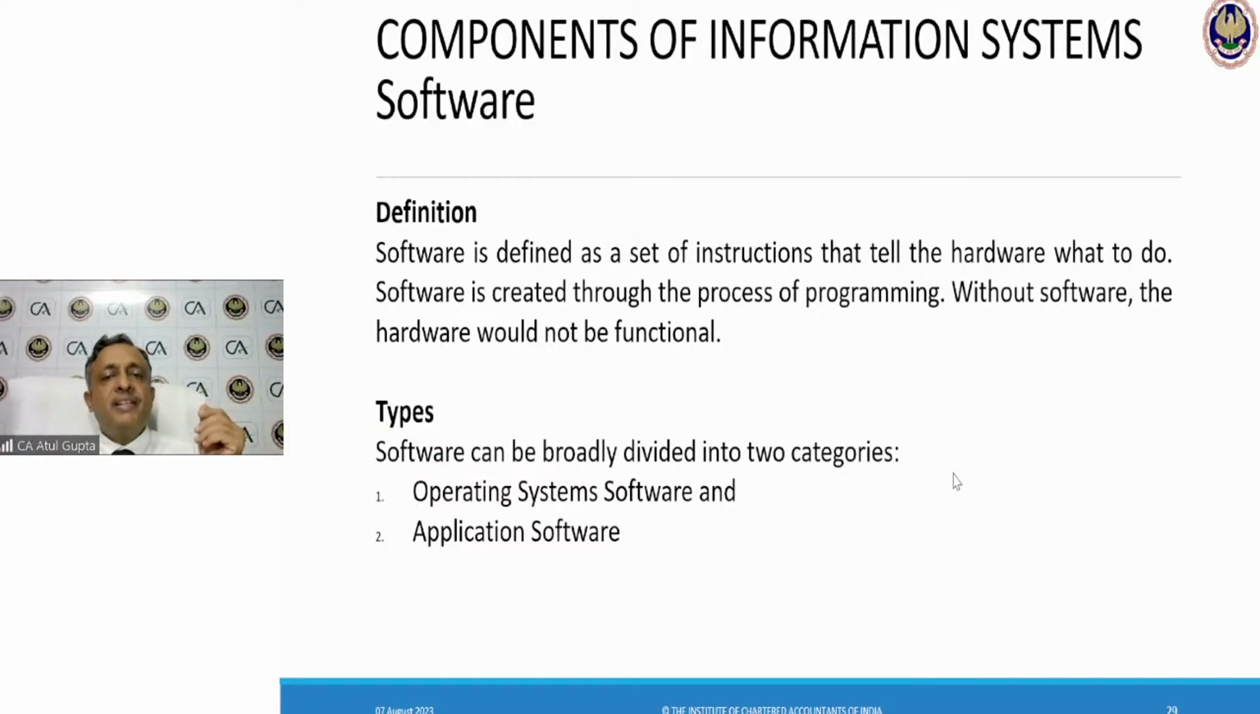Software is defined as a set of instructions that tell hardware what to do. Software is created through the process of programming. Without software, hardware would not be functional. Two types of software: operating and application.